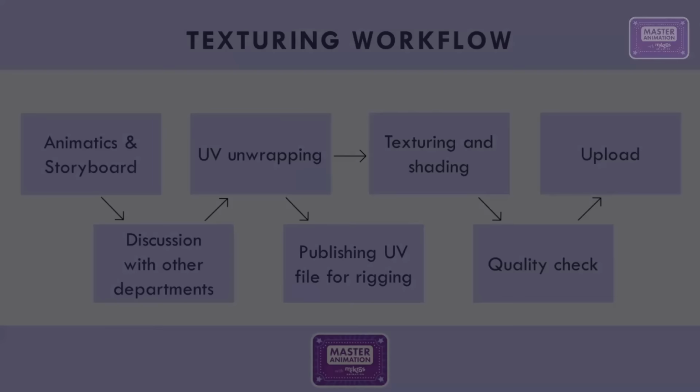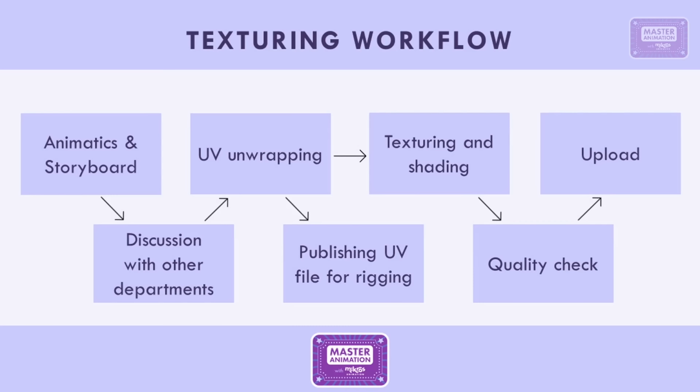This is how the texturing workflow in production goes. Firstly, we check the animatics and storyboard to understand the acting area of the set and characters, and the action in the shot. Then we discuss with the modeling and rigging team before the model is built. After the model is built and approved, the UV unwrapping process starts. Once the UV is done, we publish the UV file to the rigging department to start with the rigging.